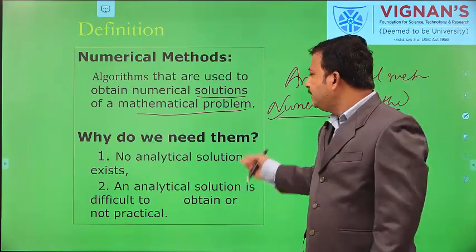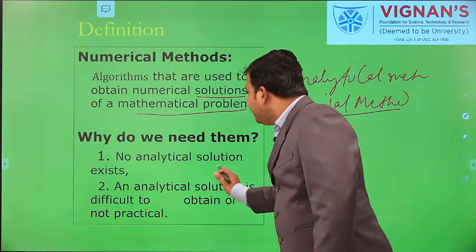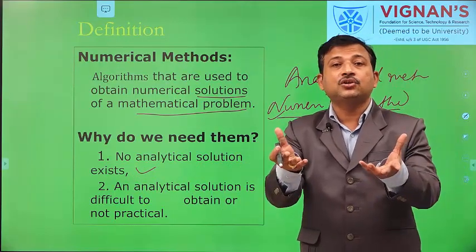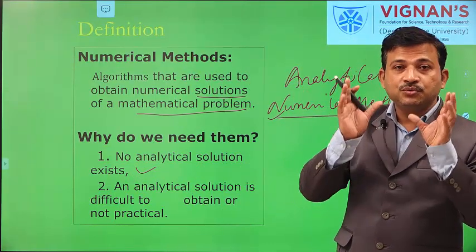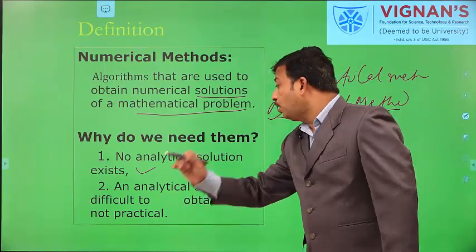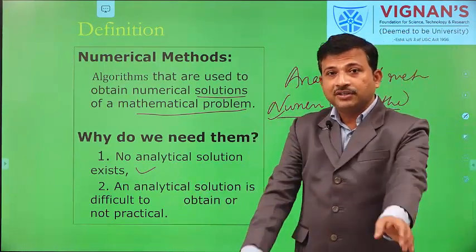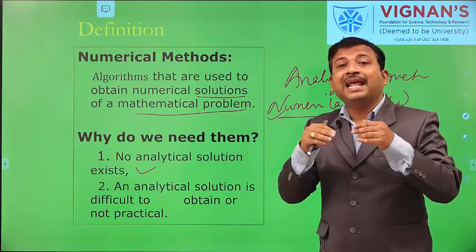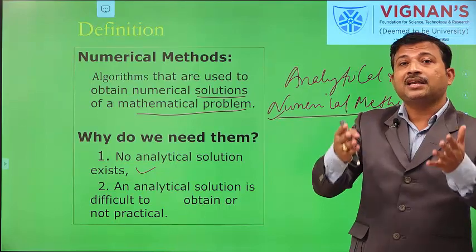Right? Why do we need them? No analytical solution exists. For a particular problem, we cannot find any analytical solution, then we have to use numerical methods. An analytical solution is difficult to obtain in practice. Some problems are such that you cannot find the solution analytically by using the conventional method.